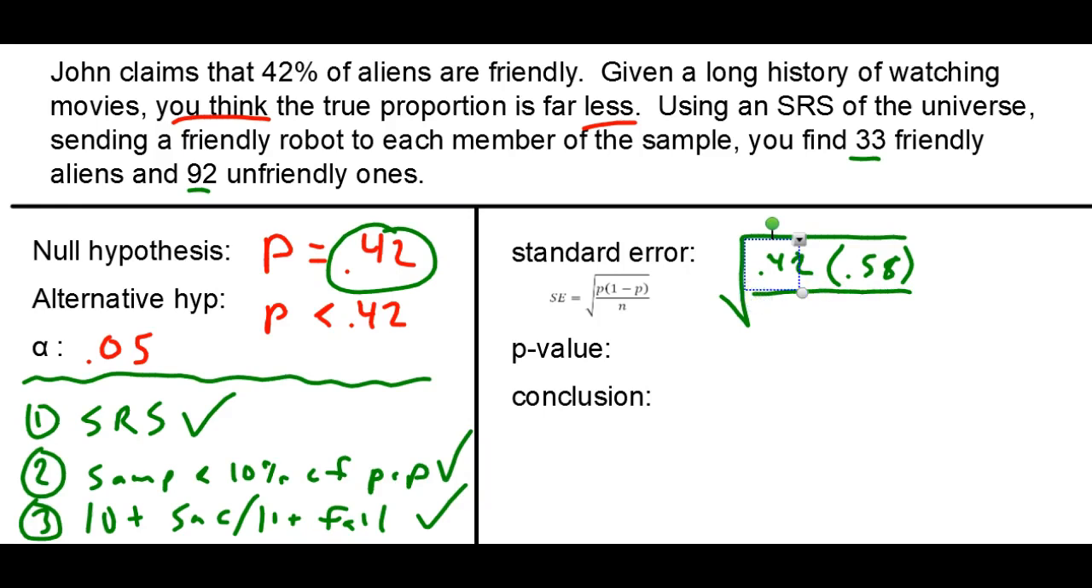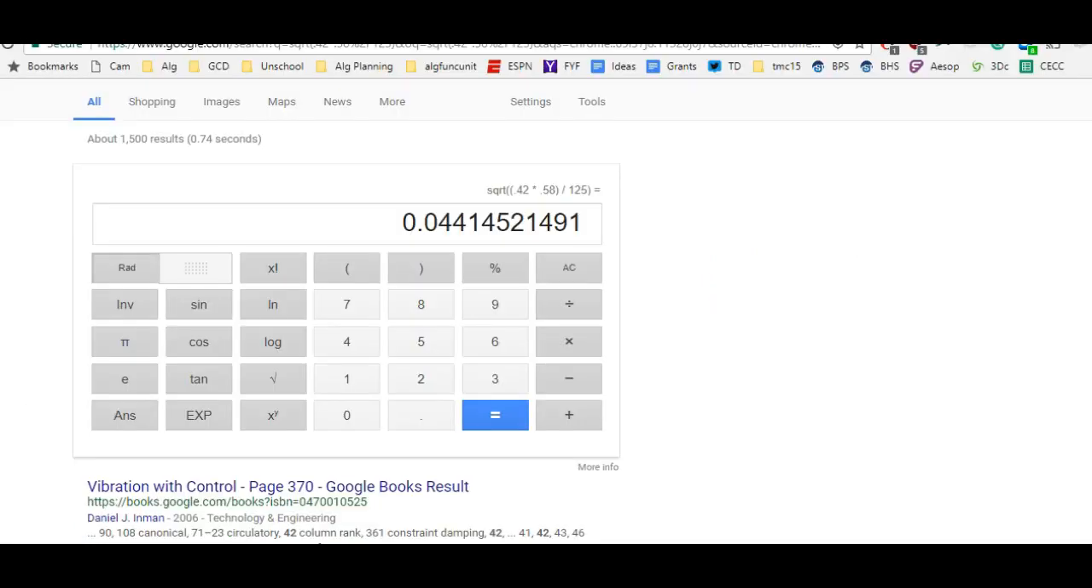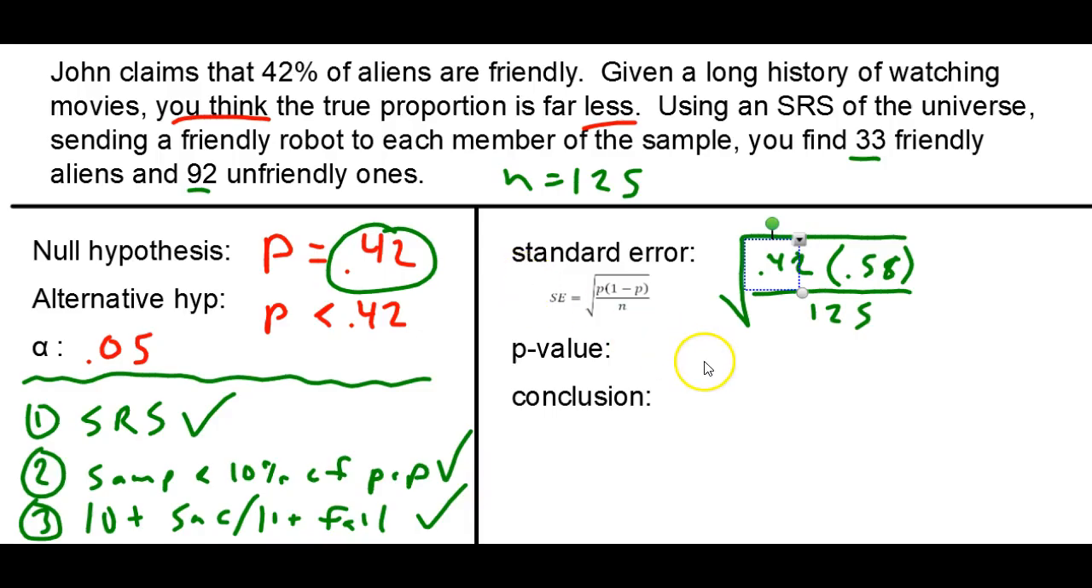And in this problem, we aren't actually given sample size. We're going to have to add that up ourselves. So 92 plus 33, it's going to be 125. That is our sample size. So we'll divide that by 125. And if we take these numbers and we put them in our calculator, we will get 0.0441 approximately. So we will write that in.